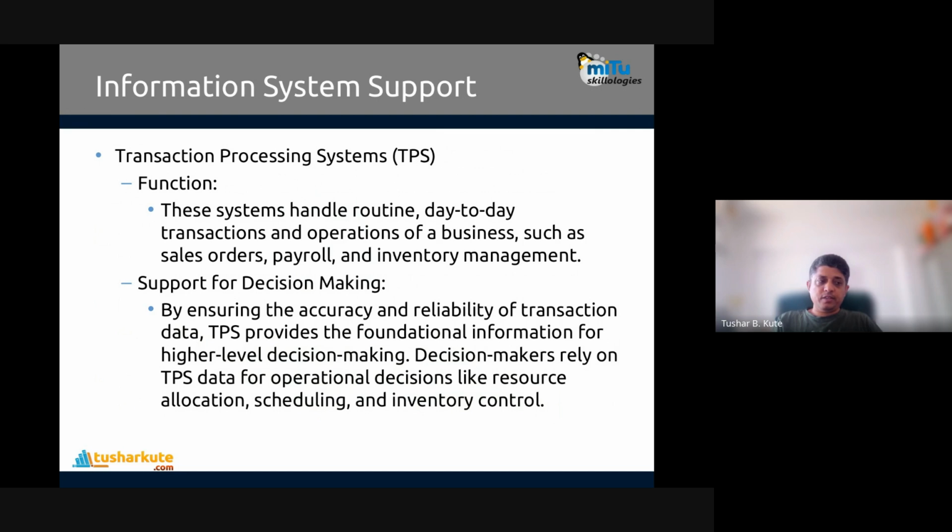Transaction means any financial transaction basically is done. It's called a transaction there. So this system can handle routine day-to-day transactions and operations of business, such as sales orders, payroll, inventory management. All these functions are present, which support decision making by ensuring accuracy and reliability of the transaction data.